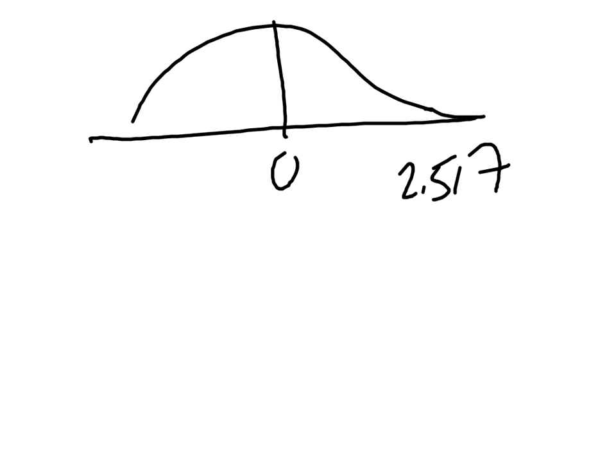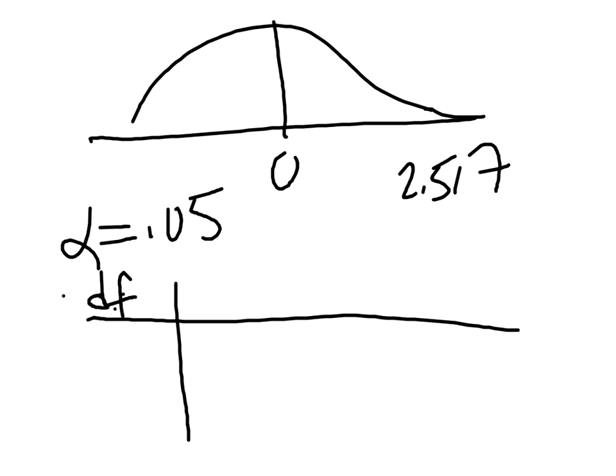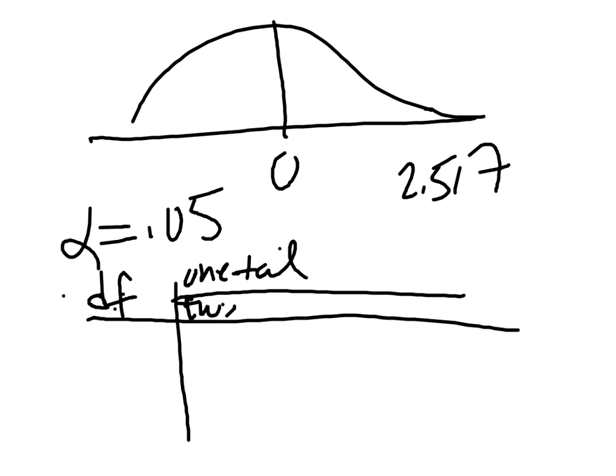So what they do, though, is remember that we were at alpha equaling 0.05. On a one-tailed test, they're going to go to degrees of freedom, and they're going to divide this into one tail on top and two tails on the bottom. And we're going to run down to degrees of freedom, which was 14 in this case.